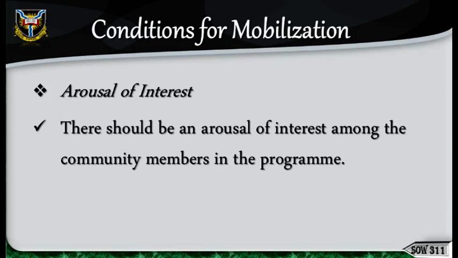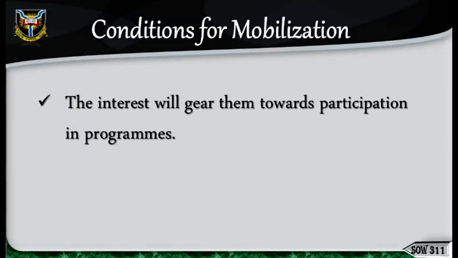Arousal of interest. There should be an arousal of interest among the community members in the program. They need persuasion that they have the capacity to bring about desirable changes in the community. This involves getting them aware of the existing problems and the benefit derivable from participation in solving the problems prevailing in the community. The interest will gear them towards participating in programs. Thus, human and material resources are put in place to ensure the success.